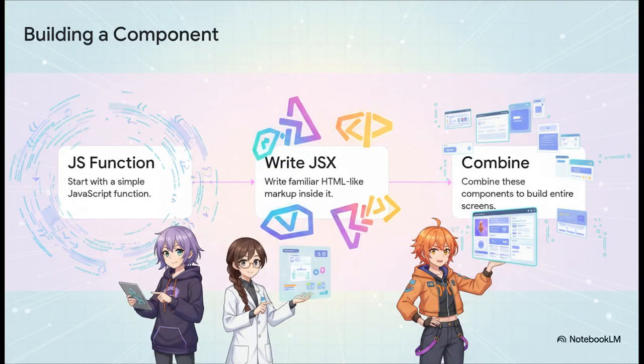And actually making one of these Legos is surprisingly straightforward. You just start with a basic JavaScript function. Then, right inside that function, you write what looks almost exactly like HTML. This weird hybrid thing is called JSX, and it's just a really easy way to describe what your interface should look like. And from there, you just combine and nest these components to build, well, anything.